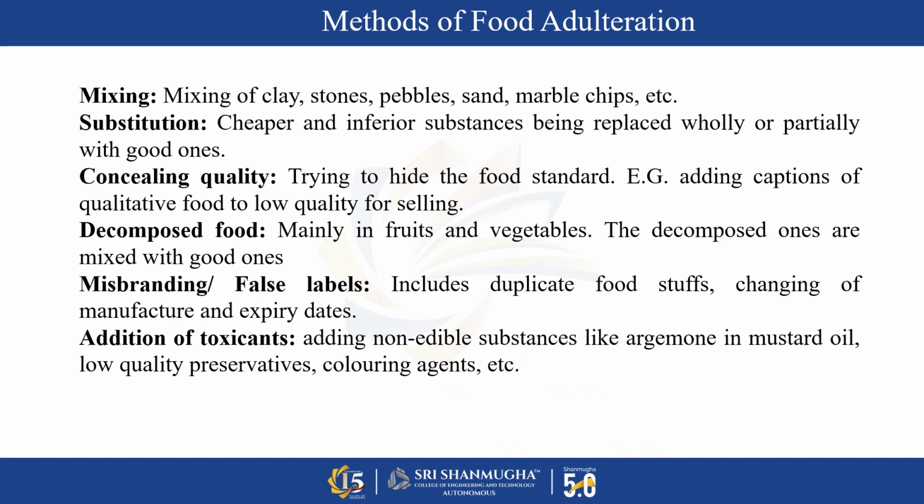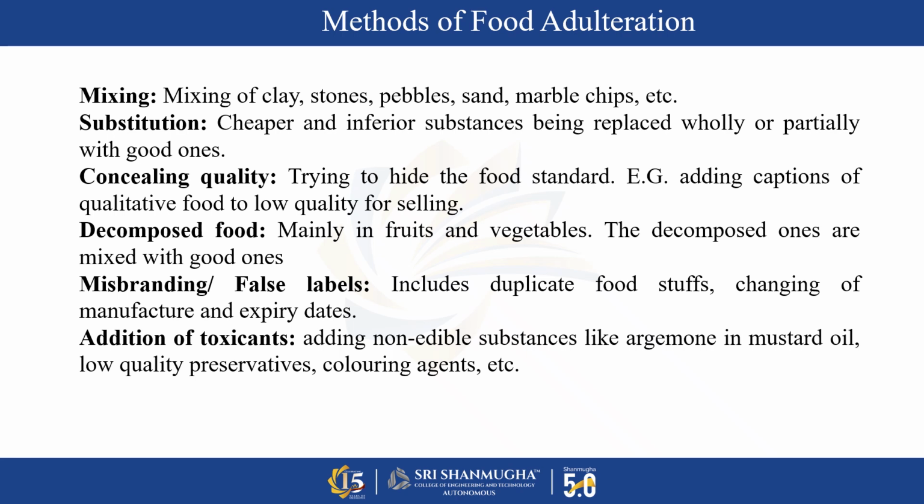Next are the methods of food adulteration. There are different methods of food adulteration. First is mixing. In mixing, unwanted substances are added to the food. Examples: clay, stones, and sand mixed with grains. Next is substitution, replacing good quality food with cheaper or inferior products. Example: papaya seeds mixed with black pepper. Next is concealing quality, hiding poor quality food by labeling it as good quality. Next is decomposed food, mixing spoiled fruits or vegetables with fresh ones.